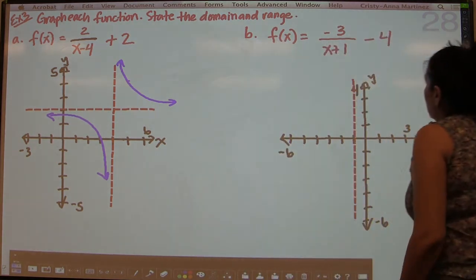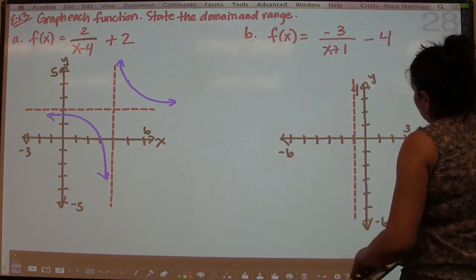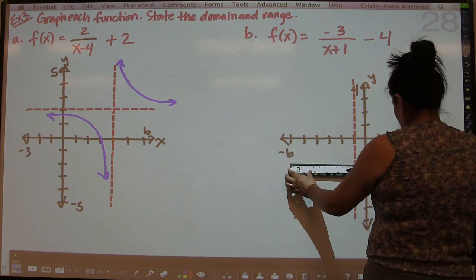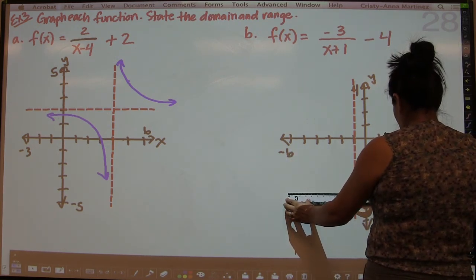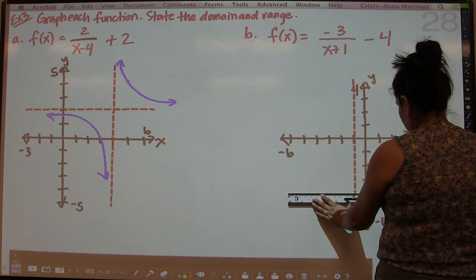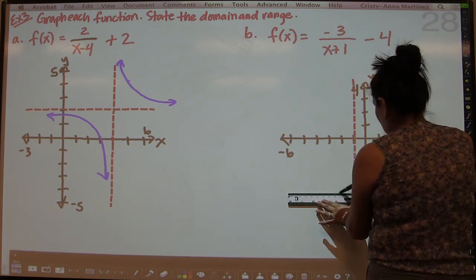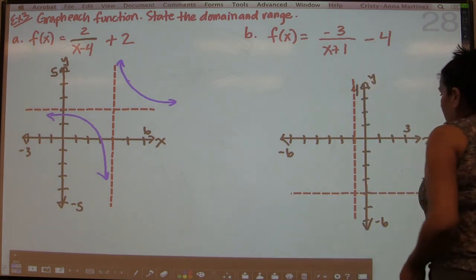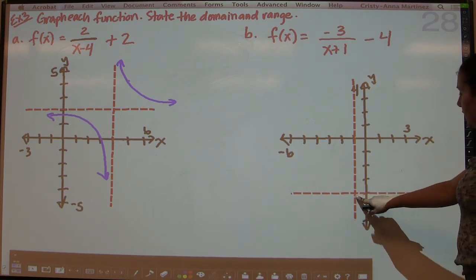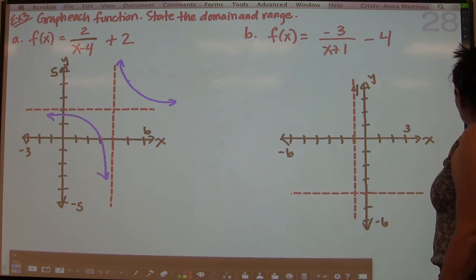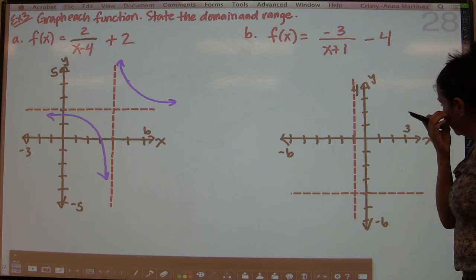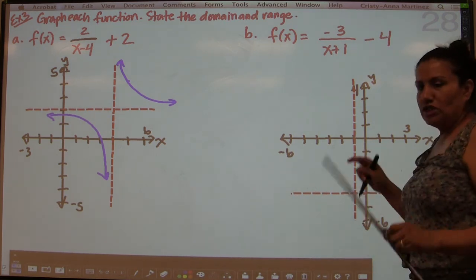So there we go. And the -4 is going to shift my graph 4 units down. So there's 1, 2, 3, 4 units down, right about there. And so again, my intersection here is going to be my new origin, so to speak.